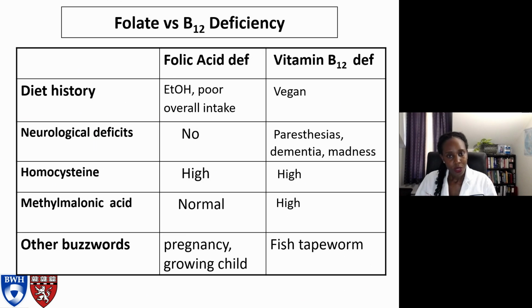How we differentiate folic acid from B12 deficiency: the dietary history. B12 is only found in animal protein, so may be seen in increased frequency in patients who are vegan. Neurological deficits are restricted to vitamin B12 deficiency. The homocysteine is high in both, but methylmalonic acid is only high in patients with vitamin B12 deficiency.